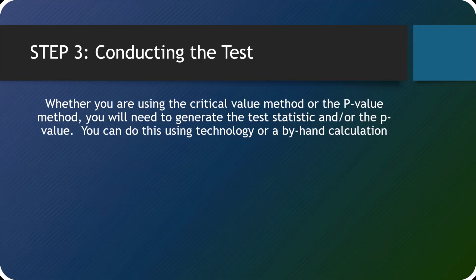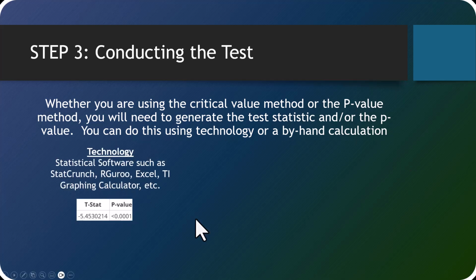So now we're on to step 3, which is actually conducting the test. So recall that whether you are using the critical value method or the p-value method, you have to generate a test statistic and/or the p-value. And you can do this either using technology or a by-hand calculation. So if you're going to use technology, you have lots of different options, and when you do that, you get this.